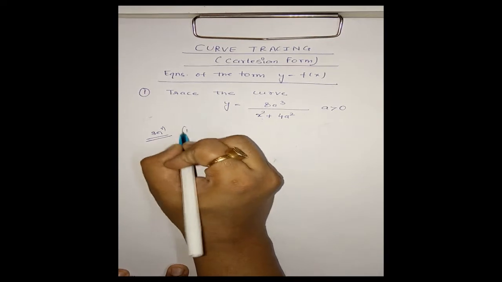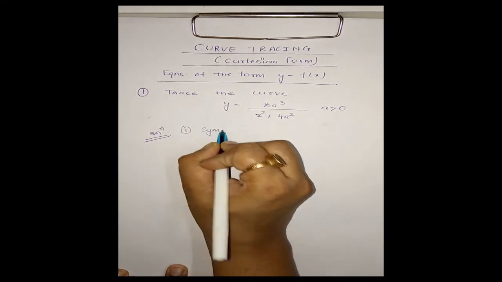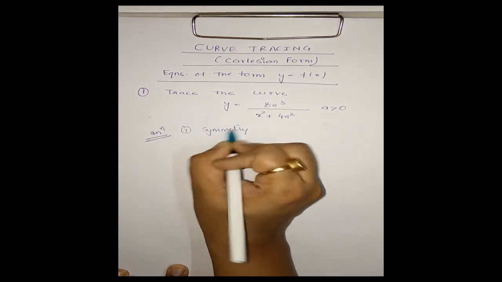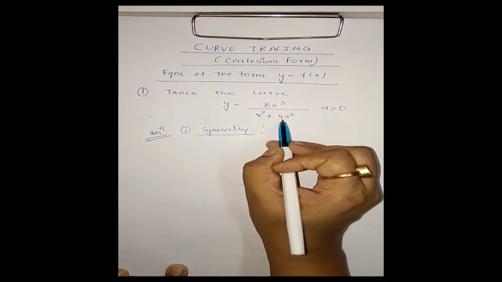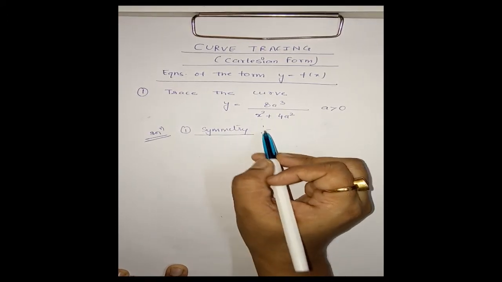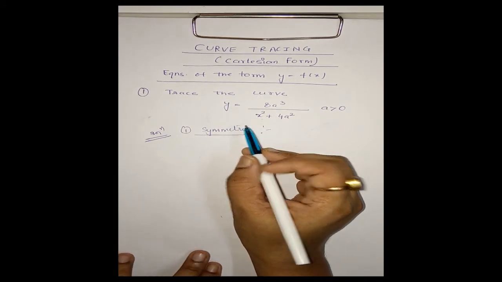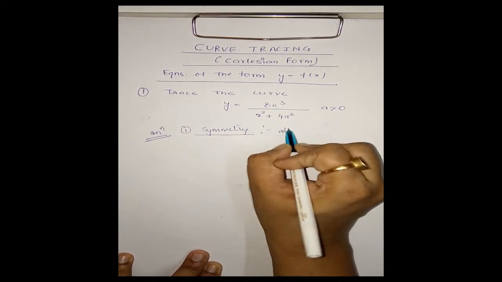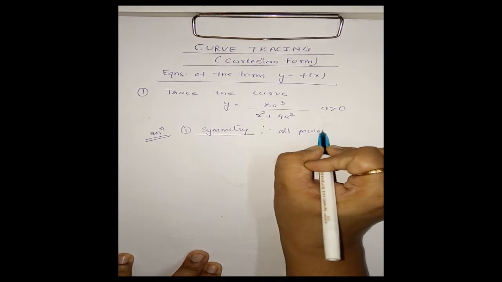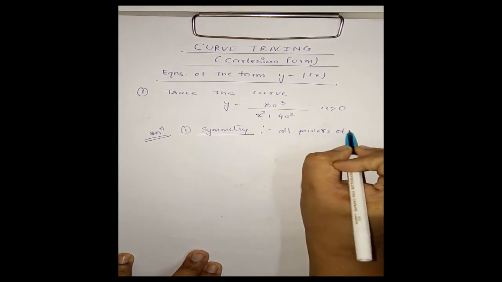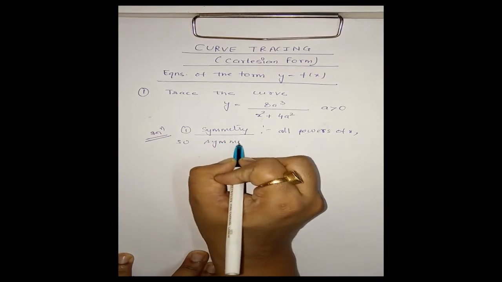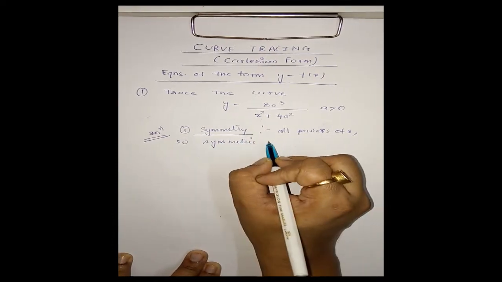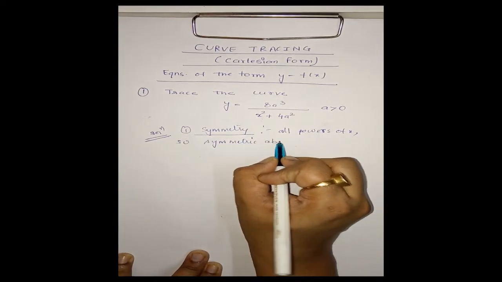First step is symmetry. Since we have even powers of x in the equation, the curve is symmetric about the y-axis.